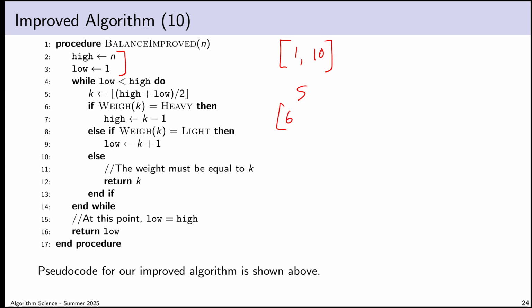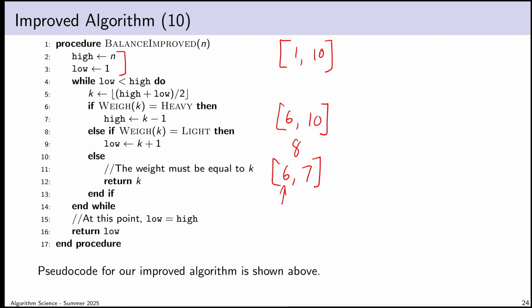And suppose that 5 comes back too light. Well, if 5 is too light, then my range gets narrowed down to between 6 and 10, because 1, 2, 3, 4, and 5 can be ruled out. So I try something in the middle. Suppose that I try 8, and 8 comes back too heavy. Then my range gets reduced to 6 and 7. There are only 2 values available. Suppose I try 6, and I'm lucky and it turns out the answer is 6.